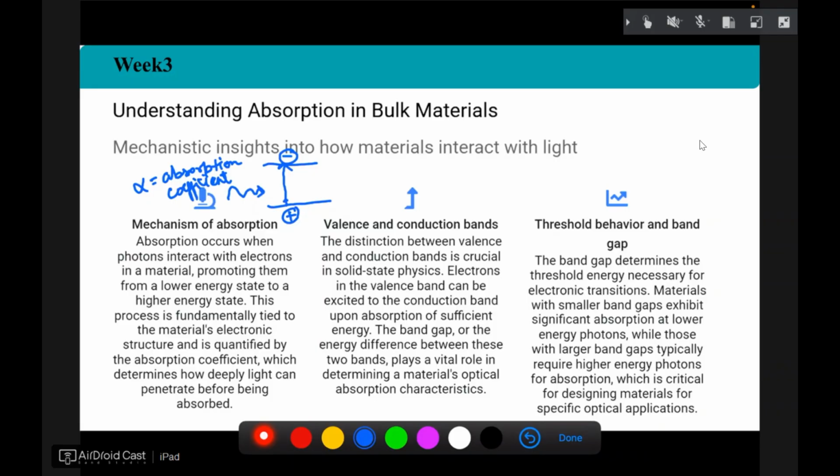So now this is the threshold behavior and the band gap. The band gap EG will determine the threshold energy necessary for the electronic transition. Materials with smaller band gaps exhibit significant absorption of lower energy photons, while those with larger band gaps typically require higher energy photons for absorption, which is critical for designing materials for specific optical applications.